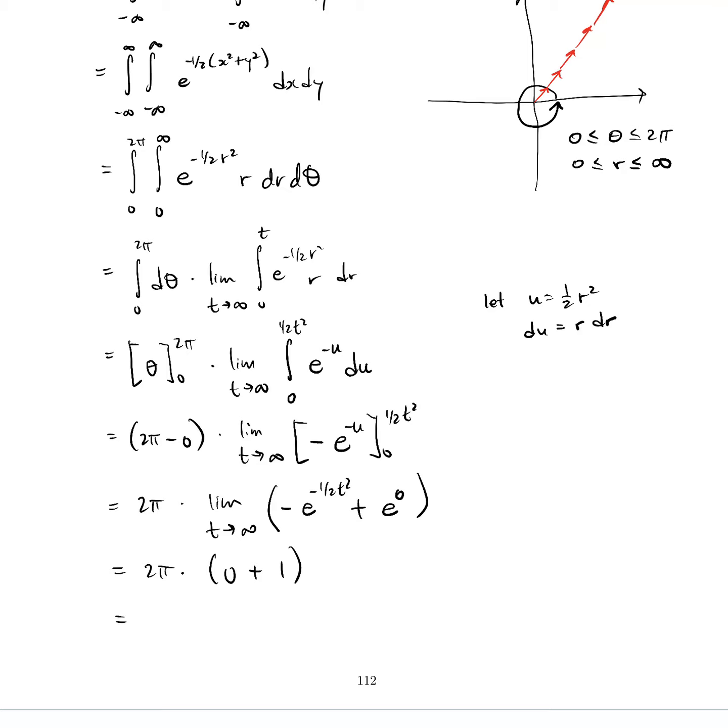So our integral I, getting ahead of myself here, our integral I squared is 2 pi. Therefore, I, which was the integral from minus infinity to infinity of e to the minus 1/2 x squared dx, is root 2 pi as required.